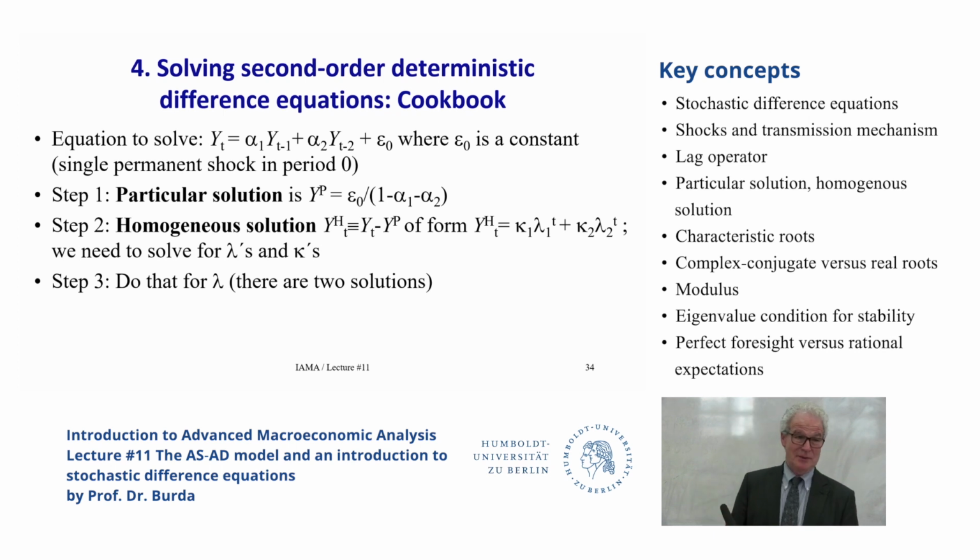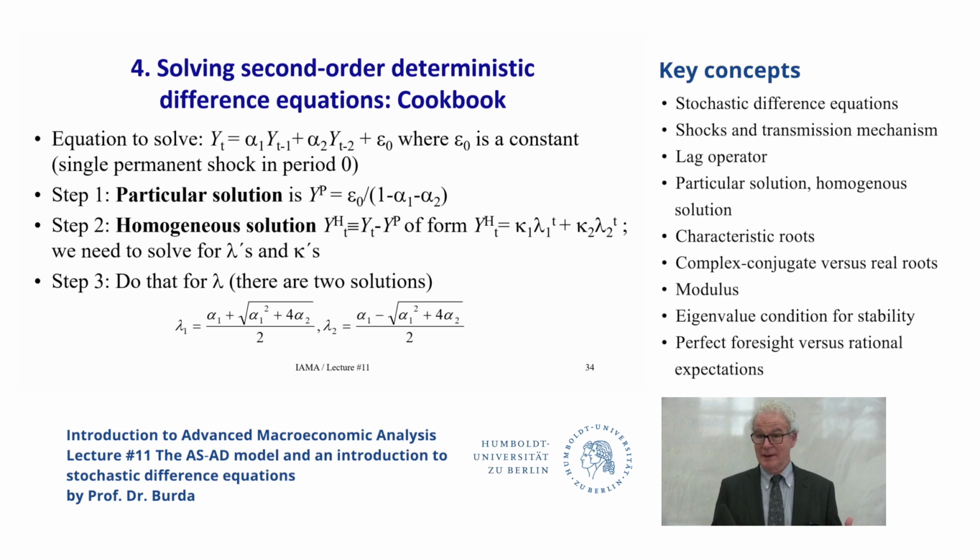Step 3 is the hard part. You have to find the lambdas. Now, I told you what alpha 1 and alpha 2 were. You should be able to tell me what lambda 1 and lambda 2 are. And to do that, you're going to have to get your pencil and solve an equation. Okay? And that's what they look like. That's called the quadratic formula.